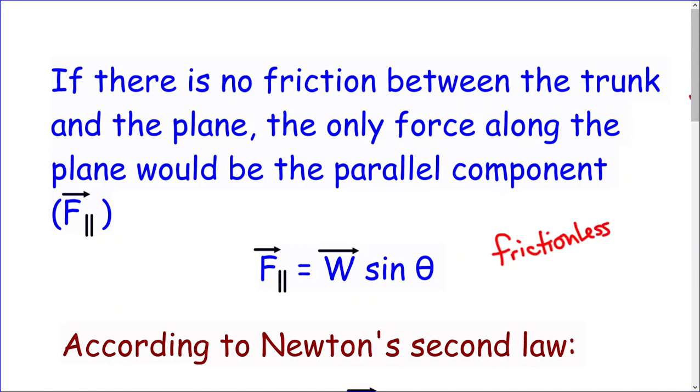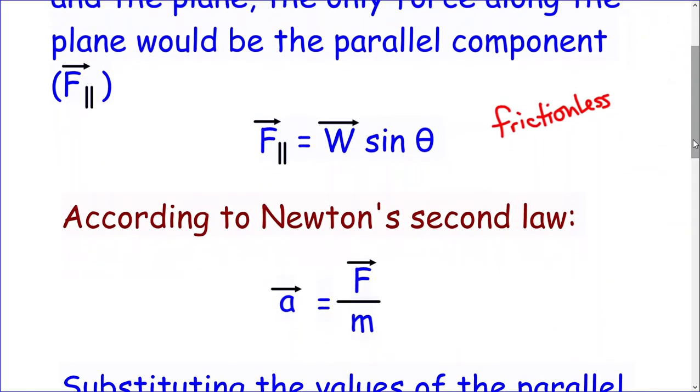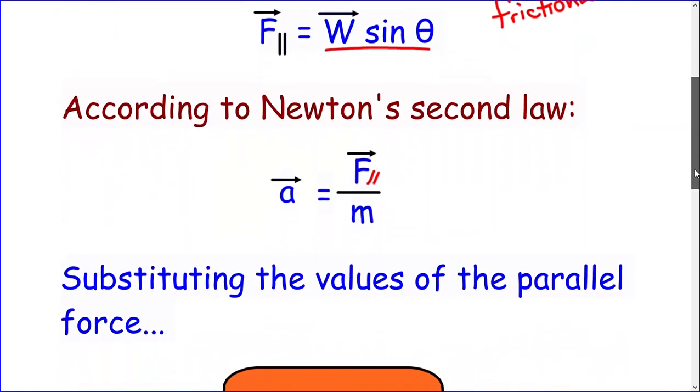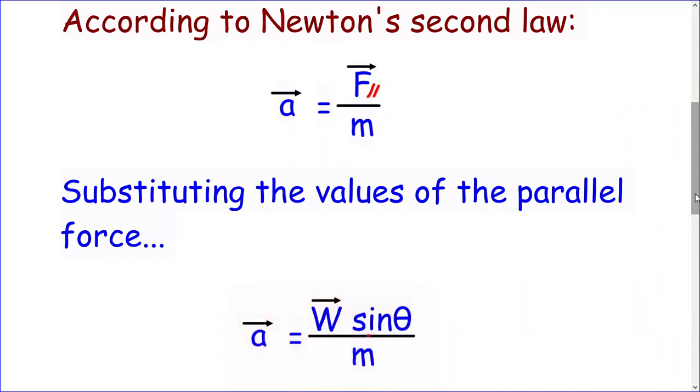So according to Newton's second law, we also have that acceleration is equal to force divided by mass. If we wanted to figure out how Newton's second law applies to the parallel component, we could just substitute this value in for the force. So acceleration would then just be W sine theta over m. Where I had the parallel force above, all I did was substitute in W sine theta.